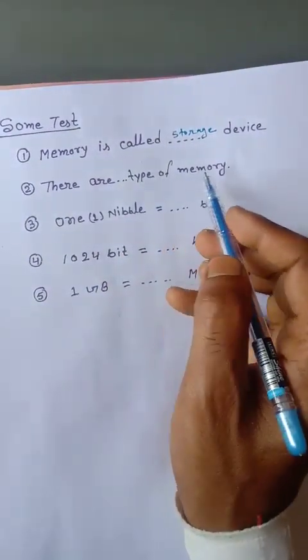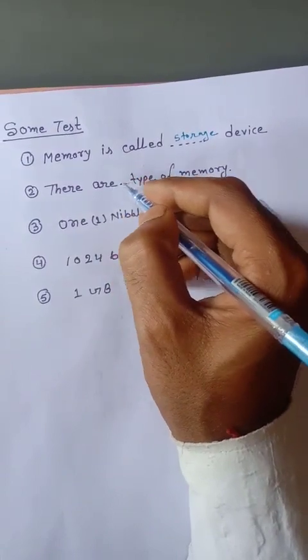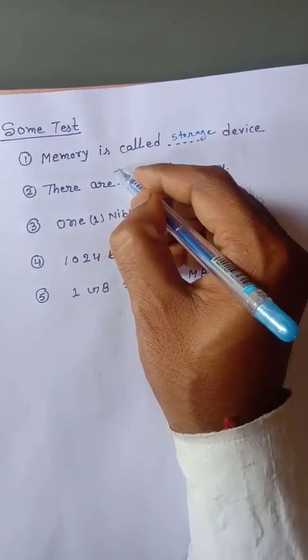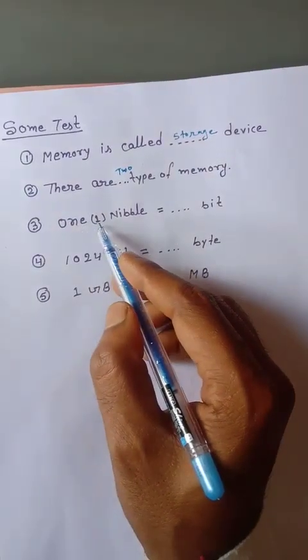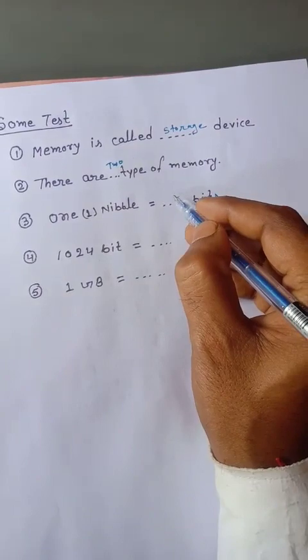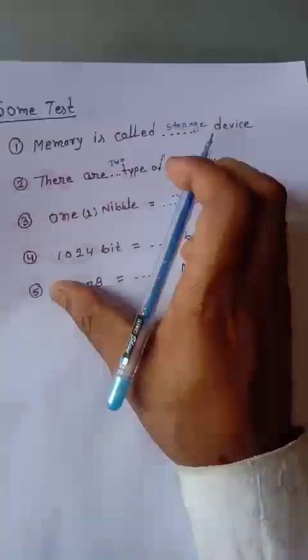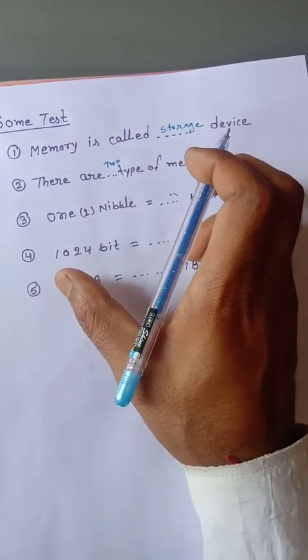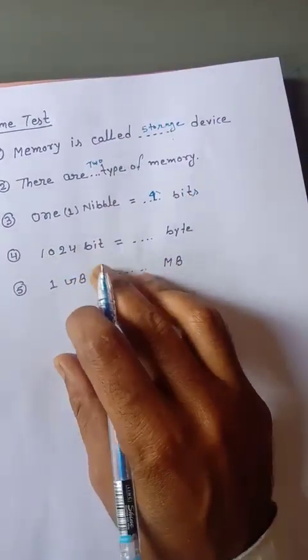How many types of memory are there? If you learn about memory, there are 2 types of memory. 1 nibble equals how many bits? Guess it. If you are thinking 1, 2, 3, 4, what will be the answer? The answer will be 4 bits.